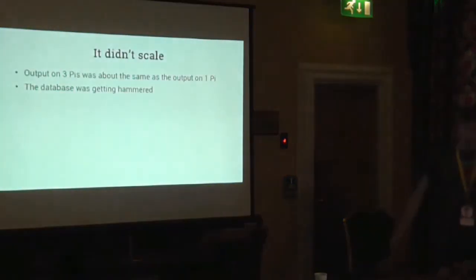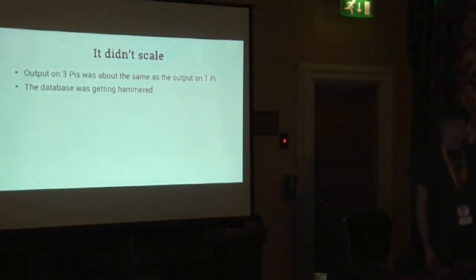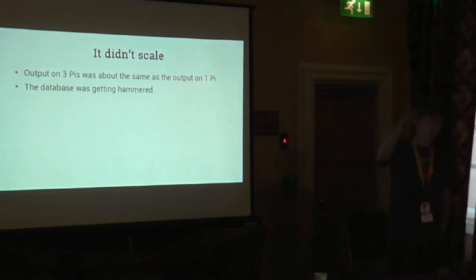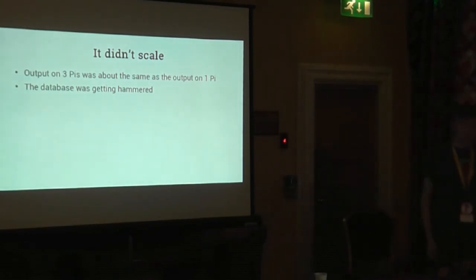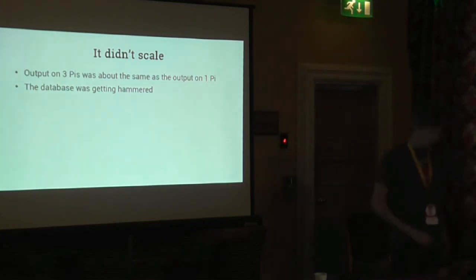Later on my Terminator window started to look like this as I added more Pis. But unfortunately it didn't scale. The output on 3 Pis at this point was about the same as I was getting on 1 Pi, because each of them doing the query saying what should I build next was just being piled up, and they were all getting the backlog of all these queries. So the database was just getting hammered, and it didn't just scale up like magic.